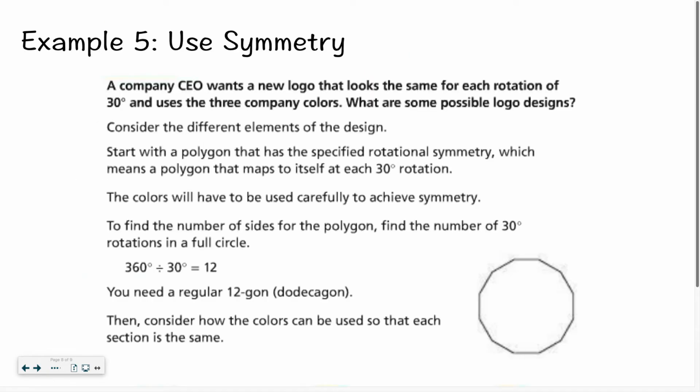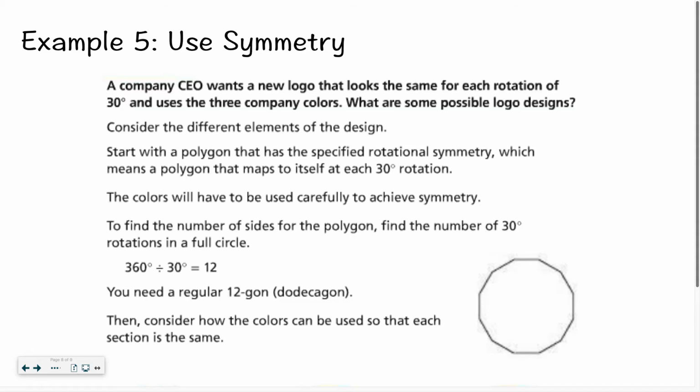All right, in example 5, this is something that I might have you guys do later on in the year. I'm not going to necessarily make you do it right now. But using symmetry, we have a company CEO wants a new logo that looks the same for each rotation of 30 degrees and uses the 3 company colors. What are some possible logo designs?